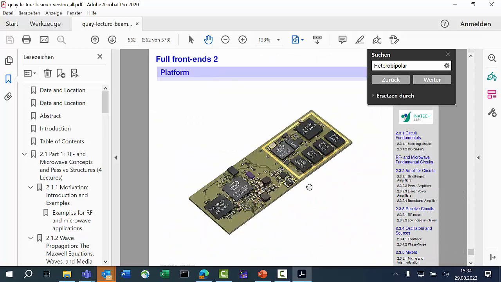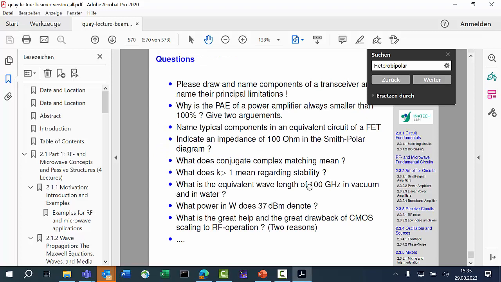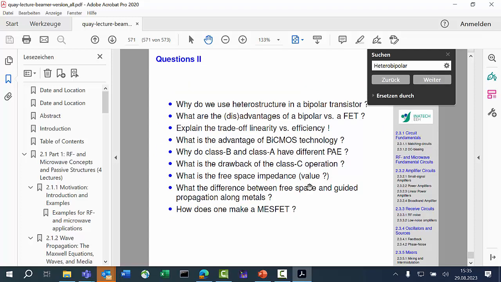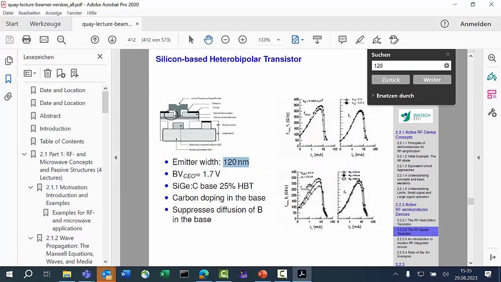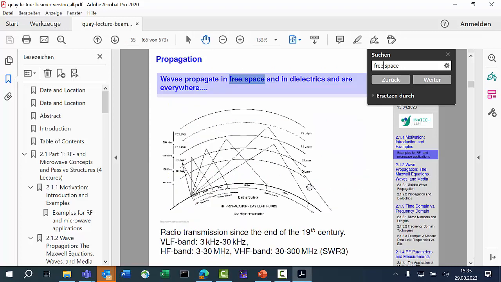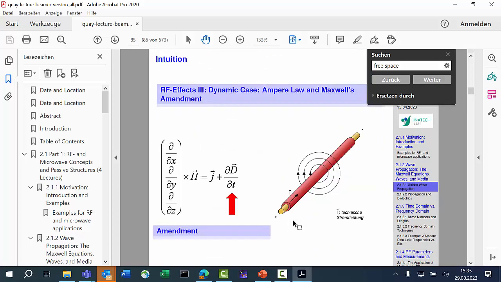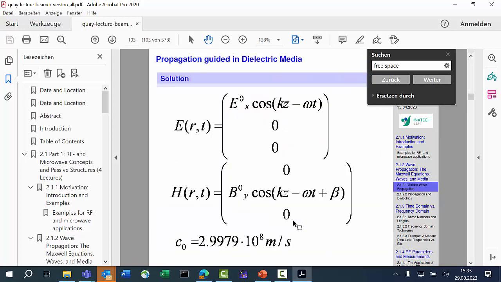I'm referring you to some of these questions which I already asked last time. Maybe you had some of them already, so we tackled them already. The free space impedance, this is this 120 ohms, yeah. Let's see whether I can find it. Free space. We went through this, and maybe this helps you also for the exam.